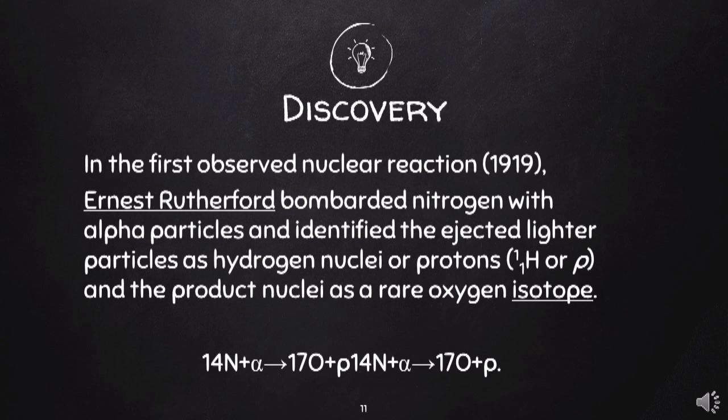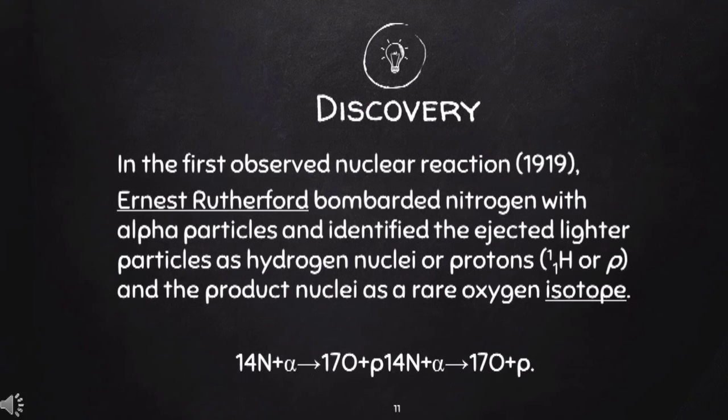Rutherford determined that the only possible source of this hydrogen was the nitrogen, and therefore nitrogen must contain hydrogen nuclei. One hydrogen nucleus was knocked off by the impact of the alpha particle, producing oxygen-17 in the process. This was the first reported nuclear reaction.